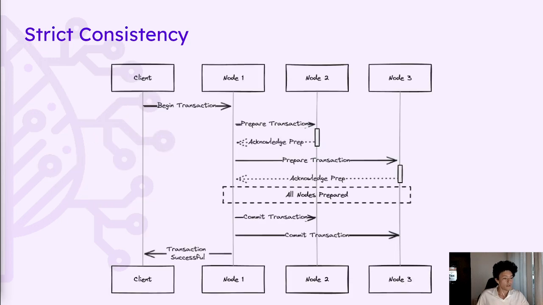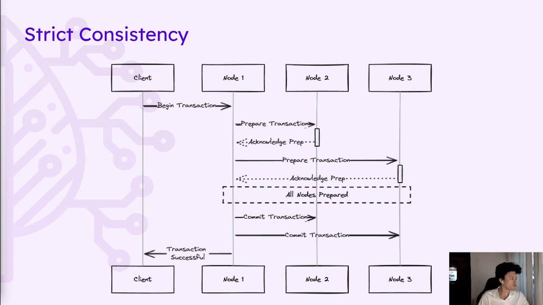Yeah, we can see an example. Strict consistency. The client performs a write transaction. Node 1 prepares this transaction by sending a prepare to all the other nodes, and once all of them have acknowledged this, we say that all nodes are prepared, and then we commit the transaction, and then we wait for the commit to be done before we flag the transaction as successful.